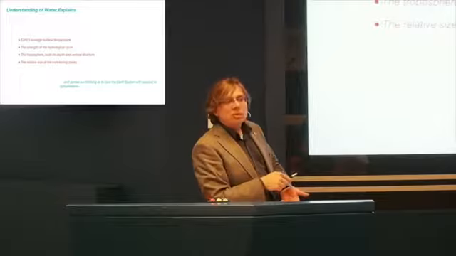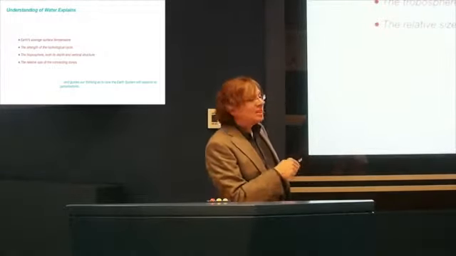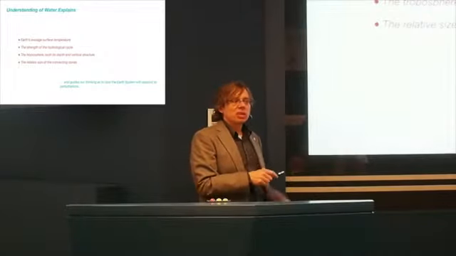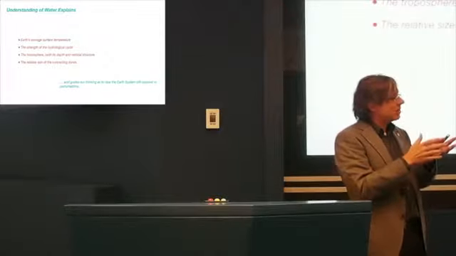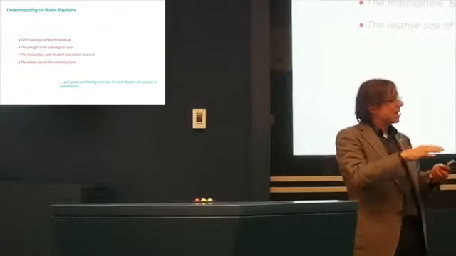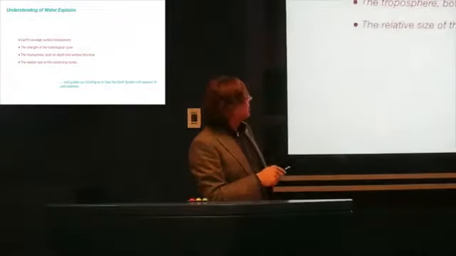And it also tells you about its vertical structure, how the moisture profile is in the water. And another thing which I didn't explain, but you'll have to take my word for it, is that this asymmetry between the upward moving air, which follows the moist adiabat, this saturated adiabat, and the downward moving air, which follows the dry adiabat, constrains the relative size of the convecting zone.